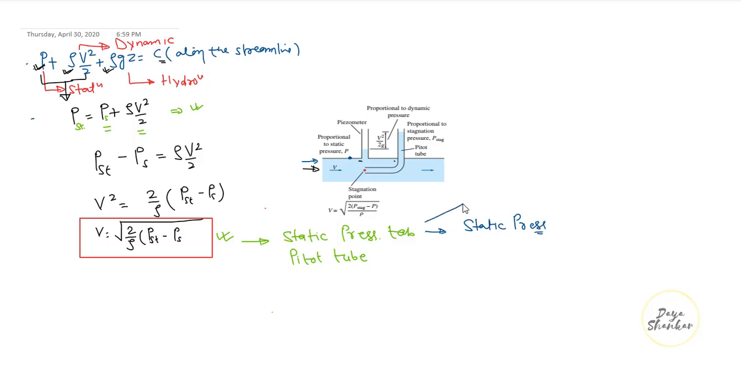And another characteristic is what? It is parallel to the flow. This is basically the symbol used to represent the two parallel lines parallel to the flow. So a static pressure tube is nothing but a tube, that means a pipe through which the liquid is flowing, and there is a hole, and that hole basically is parallel to the flow of liquid, and this is basically used to measure the static pressure.